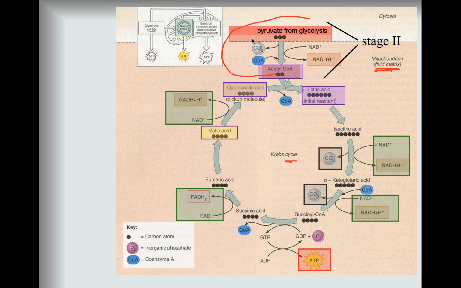Now, if we go through 2 turns of the Krebs cycle, we've gotten rid of all the carbons that were in that initial glucose, C6H12O6. Well, 3 CO2s here, 3 CO2s from the second pyruvate. It's all gone. It's all gone. Okay, and so again, the Krebs cycle is happening in the mitochondrial matrix.